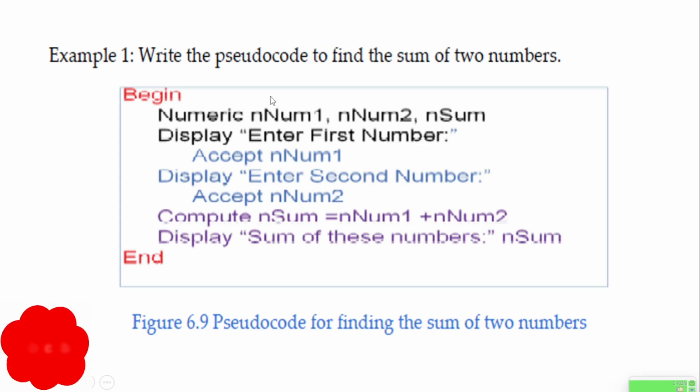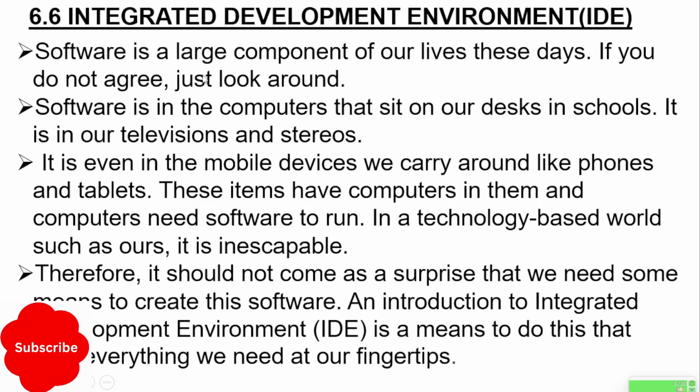The second representation of an algorithm is pseudocode, for finding the sum of two numbers. The last topic is the integrated development environment. After preparing an algorithm, it's possible to represent the algorithm using a flowchart. The second method is using pseudocode. Then what's next? Developing the source code.